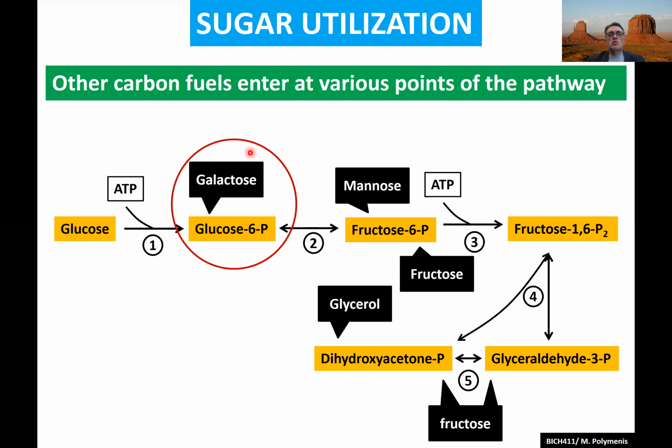So galactose joins way up. Galactose is the first one we're going to talk about. We have a few more. It joins way up at the glucose 6-phosphate level, and it's actually by far the most complex. The rest are fairly straightforward to utilize.